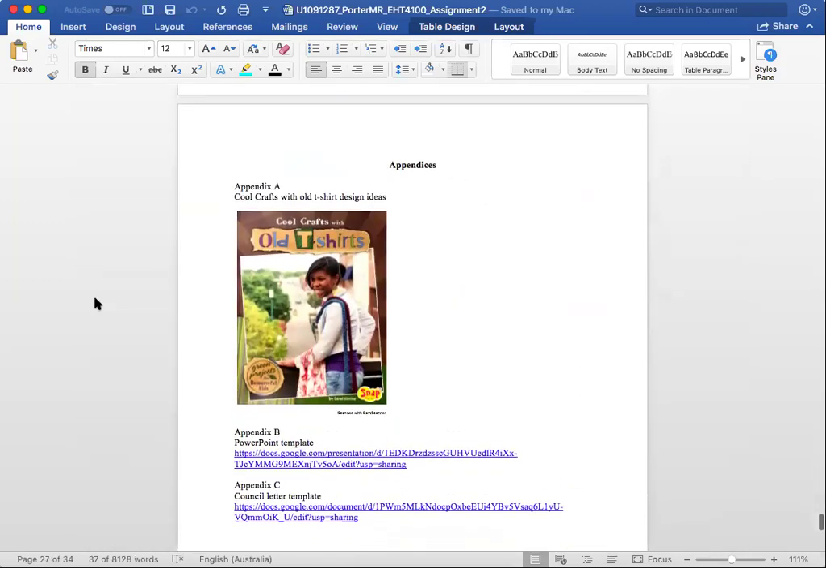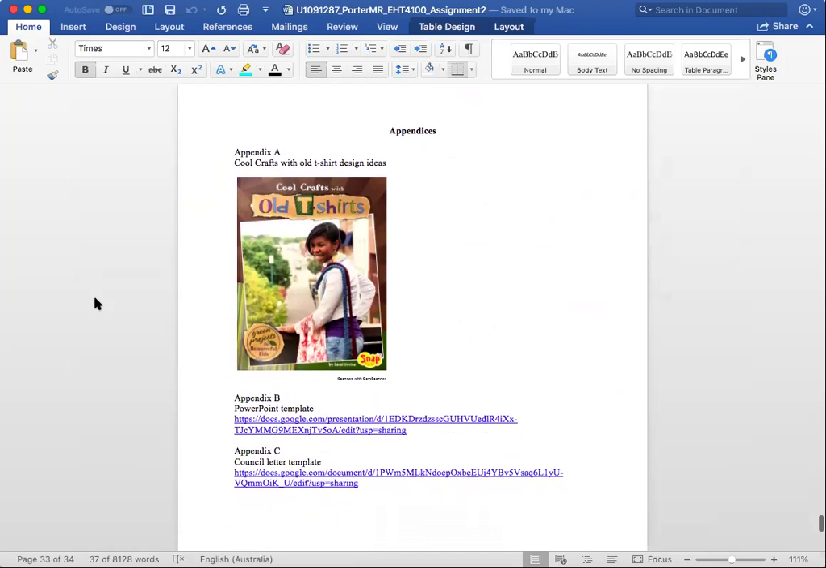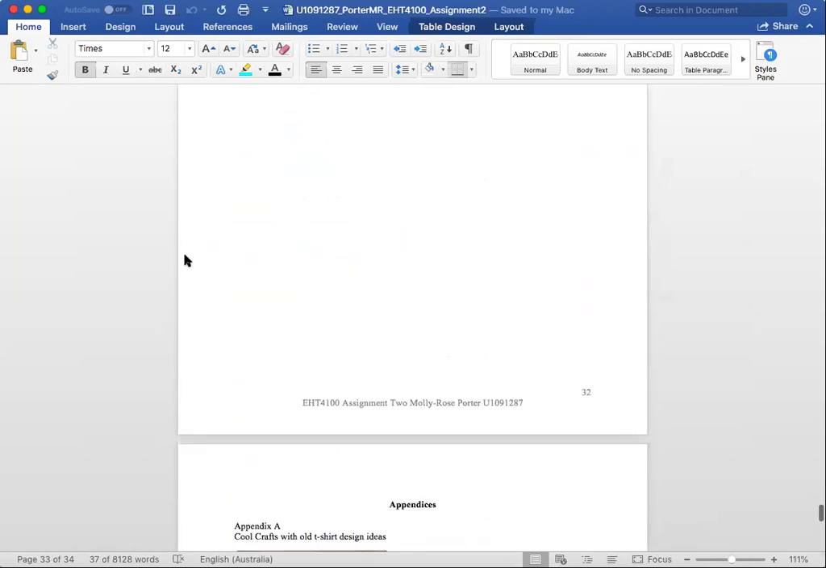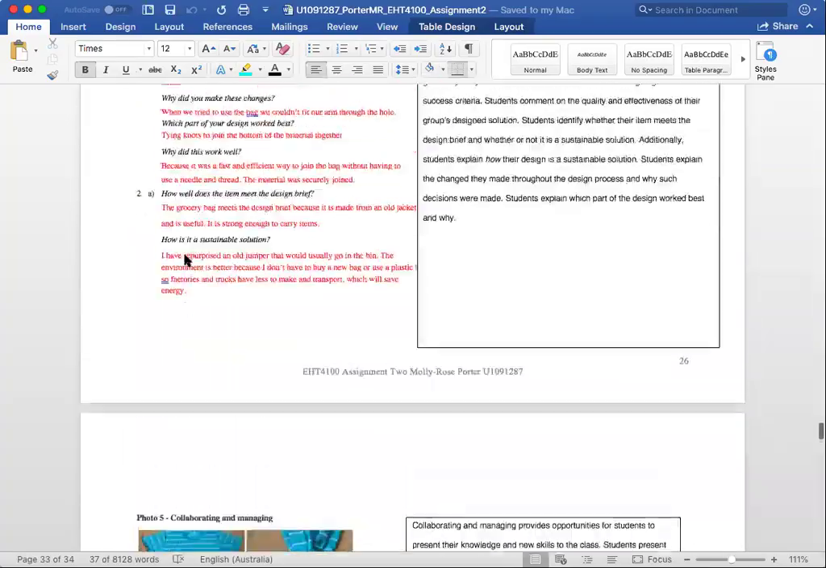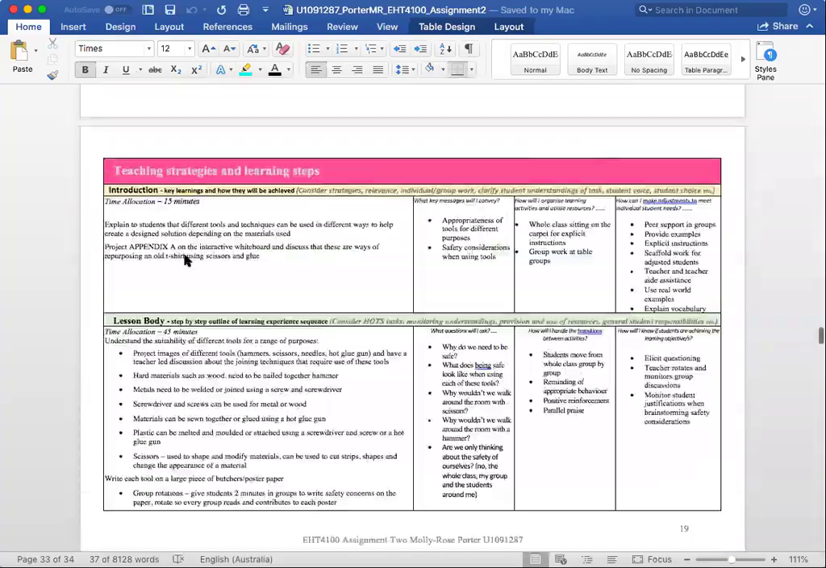In the appendix list, Appendix A is cool crafts with old t-shirt design ideas, and students are exposed to and they discuss a range of different ideas, which also caters for diverse needs within the classroom.